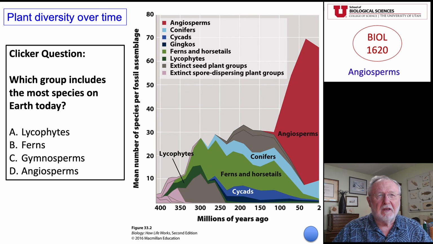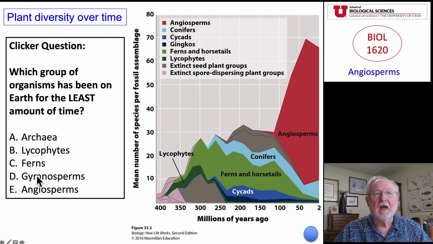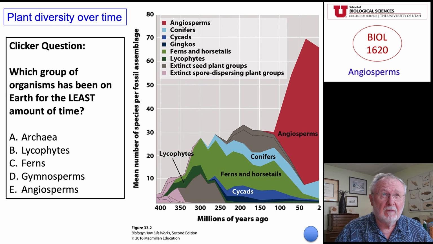At this point, I'd ask a clicker question: which group includes the most species on Earth today? And the answer would, of course, be what I just mentioned, D, the angiosperms. I could ask another clicker question: which group of organisms has been on the Earth the least amount of time? The answer, the angiosperms.